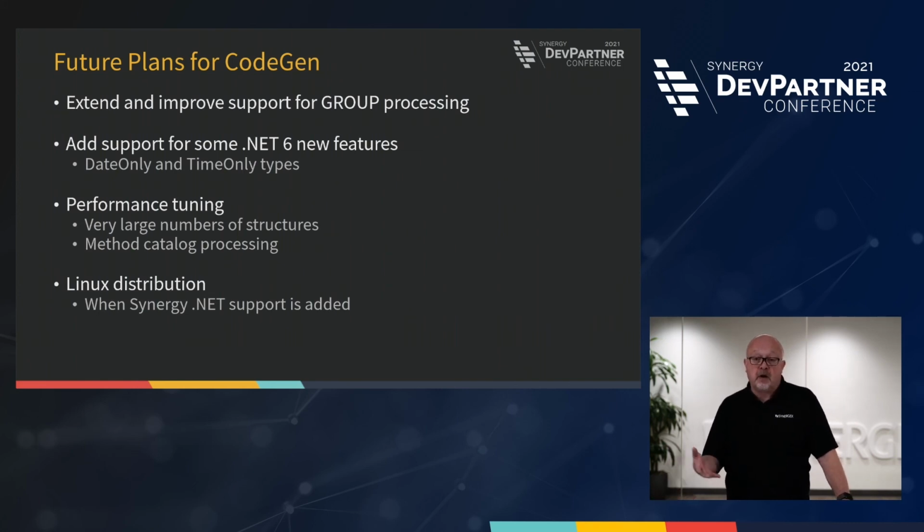And finally, if you watched my product announcement or product update session earlier in this event, you'll know that Synergy .NET is going to be supported on Linux platforms, on .NET Core, specifically .NET 6, when we announce support for that. We're going to be moving very soon to supporting that environment on Linux as well as Windows. So at that time, we absolutely will do a CodeGen release so that CodeGen can be used directly on Linux. Right now, it's only a Windows product.